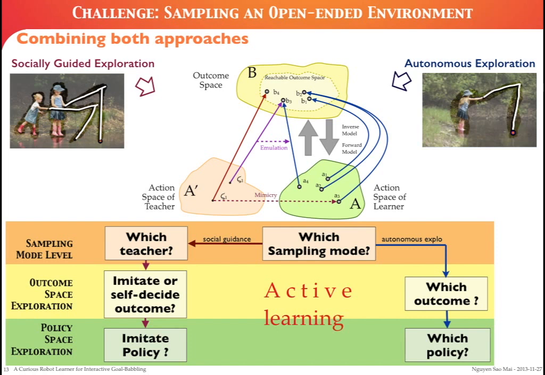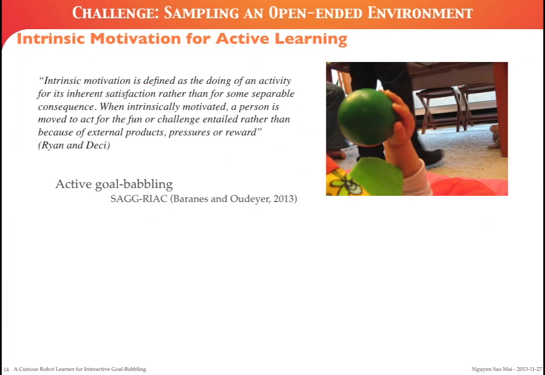So methods of active learning have enabled exploration to maximize expected learning progress and to evaluate that empirically. And this leads to a meta-exploration problem addressed with the bandit algorithms. So in our work, we use intrinsic motivation for active learning.